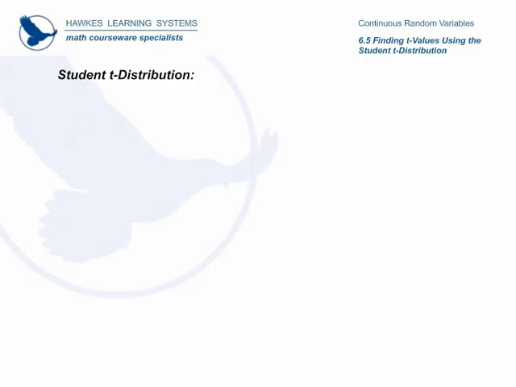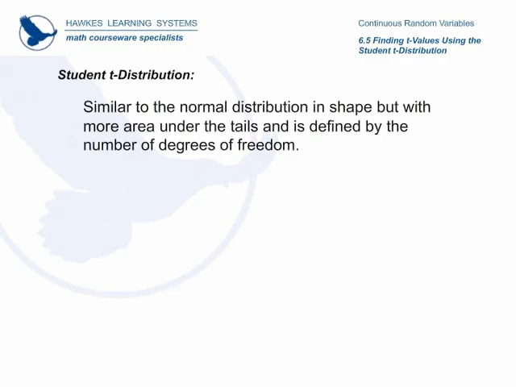Now let's take a look at another helpful statistical concept, the student t distribution. The student t distribution is similar to the normal distribution in shape, but with more area under the tails, and is defined by the number of degrees of freedom. And we remember the number of degrees of freedom is represented by n minus 1, the total number of data values minus 1.